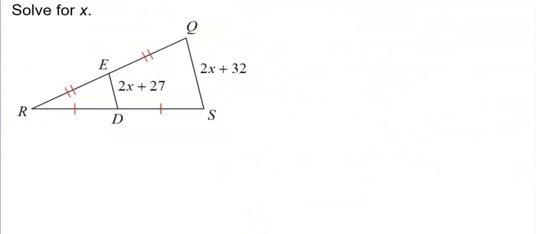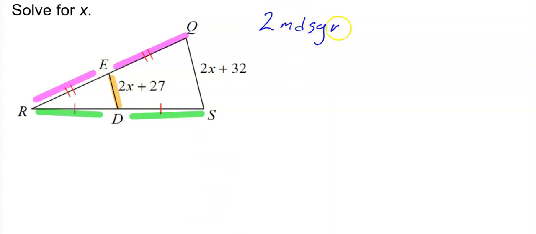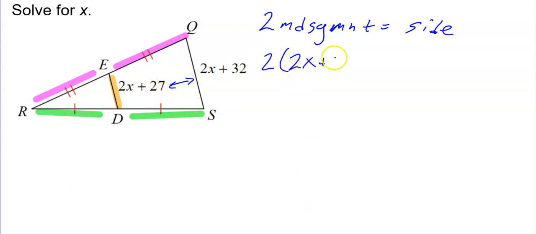Let's solve for x again. What I notice right off the bat is that these 2 green parts are the same, and the magenta parts are the same. That makes this orange guy a mid-segment. 2x plus 27 is a mid-segment. So 2 mid-segments equal the side that they don't touch. These are the mid-segment and the side I'm talking about. So 2 times 2x plus 27 equals 2x plus 32.